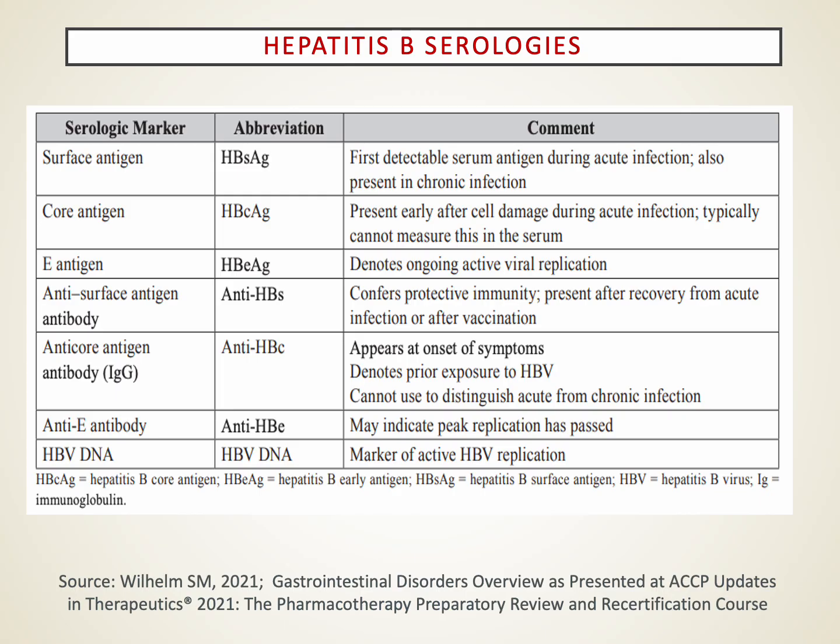A couple of tables also that may be helpful as a review of the hepatitis B serologies: the surface antigen status, core antigen status, and E antigen status, and then whether there are anti-surface antigen antibodies available or anti-core antibodies or anti-E antibodies. So all of these are markers that help assess the status of the person who has hepatitis B.